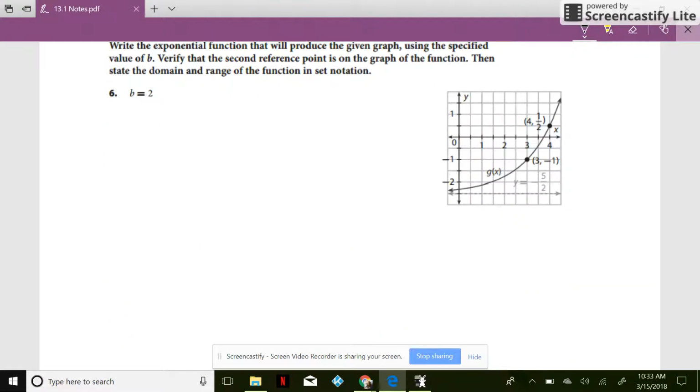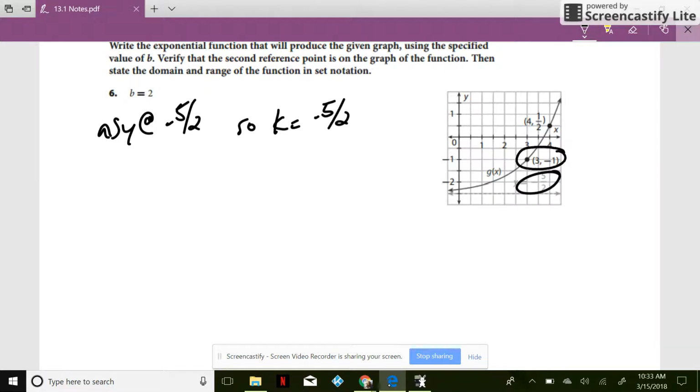All right, so here we know that b is 2, so our base is 2. First thing we look for is our y asymptote. So we have an asymptote at -5/2. So that means our k value is -5/2. So then we take the point closest to our asymptote. So this tells us that our h value will be 3. And so then we still need to find a.